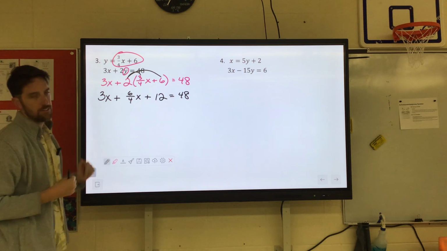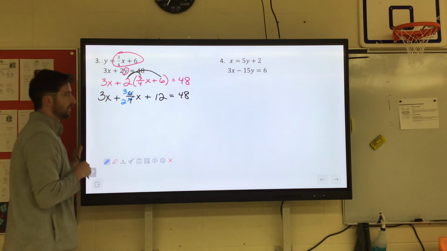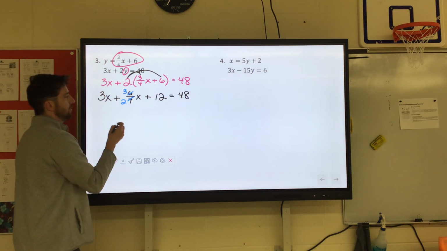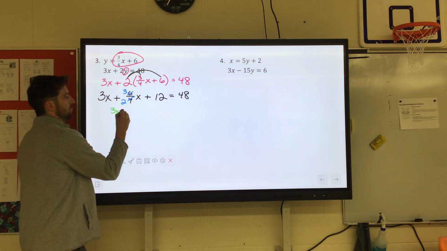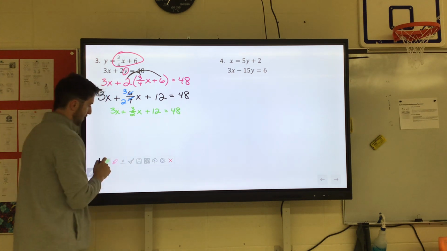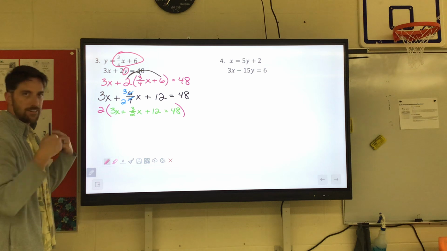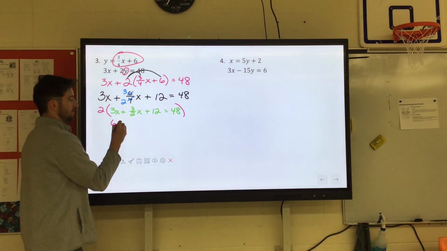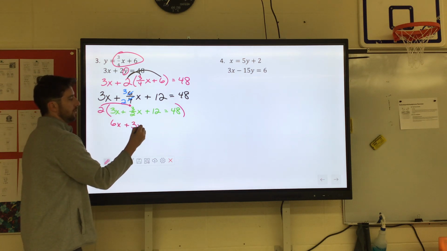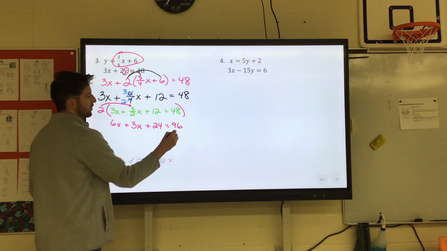If you want, you can turn that into a decimal. Otherwise, you can simplify it. It'd be 3 over 2. And you guys are so smart. You have the ability to clear out fractions. All you have to do is multiply the whole equation by a common denominator. Here, I'll rewrite it for a second. 3x plus 3 over 2x plus 12. 2 times 3 over 2. 2 times 3 is 6, divided by 2 is 3. 2 times 12 is 24, and 2 times 48 is 96.